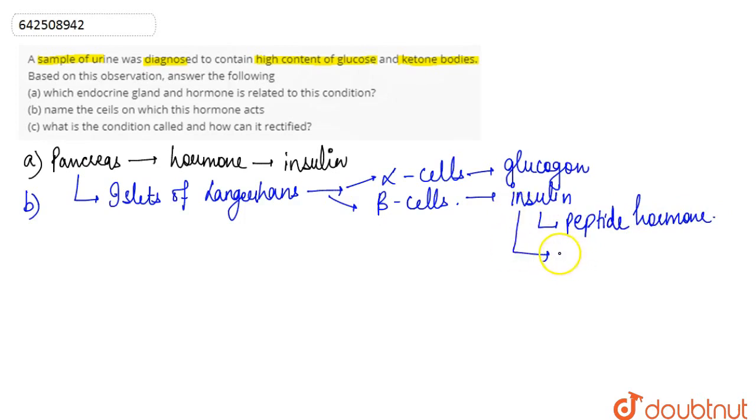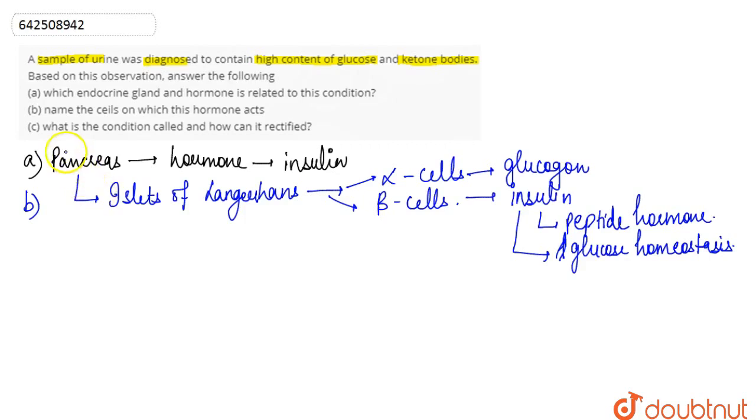homeostasis. Insulin hormone is associated with glucose homeostasis, that is, maintaining the blood glucose level. It decreases the level of glucose in blood by increasing the rate at which glucose is transported out of the blood and into the cell. So when insulin is dysfunctional or not produced in adequate amount, the glucose uptake is hampered, and hence glucose appears in the urine along with the ketone bodies.